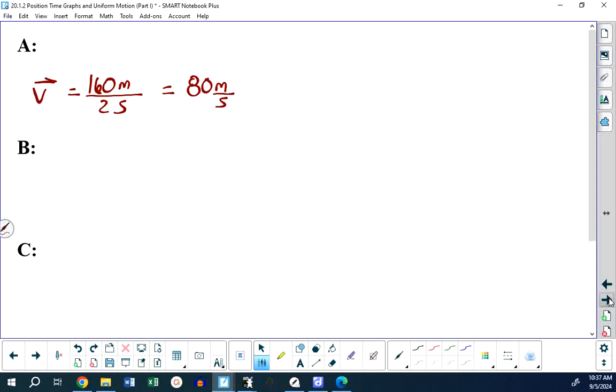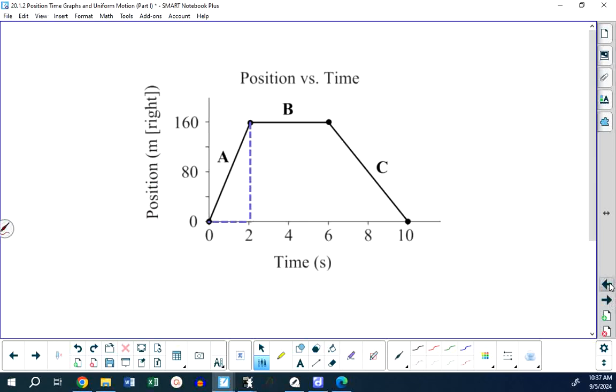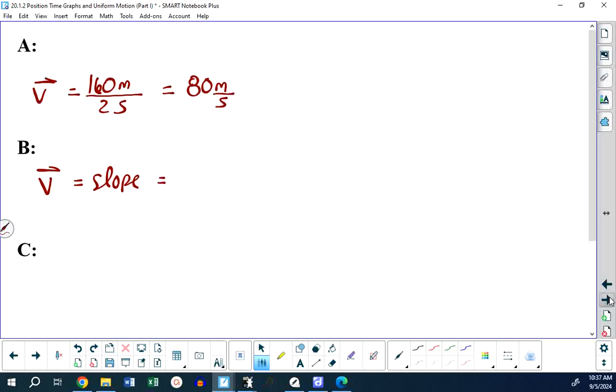It stops. What is it doing in B? Well, I think you had said it's not moving in B, right? I like the fact that you can just look at the graph and say it's not moving in B. But what is the slope of a horizontal line? 0. This ties in nicely with what you learn in math. The slope in B is 0, which means it's not moving.